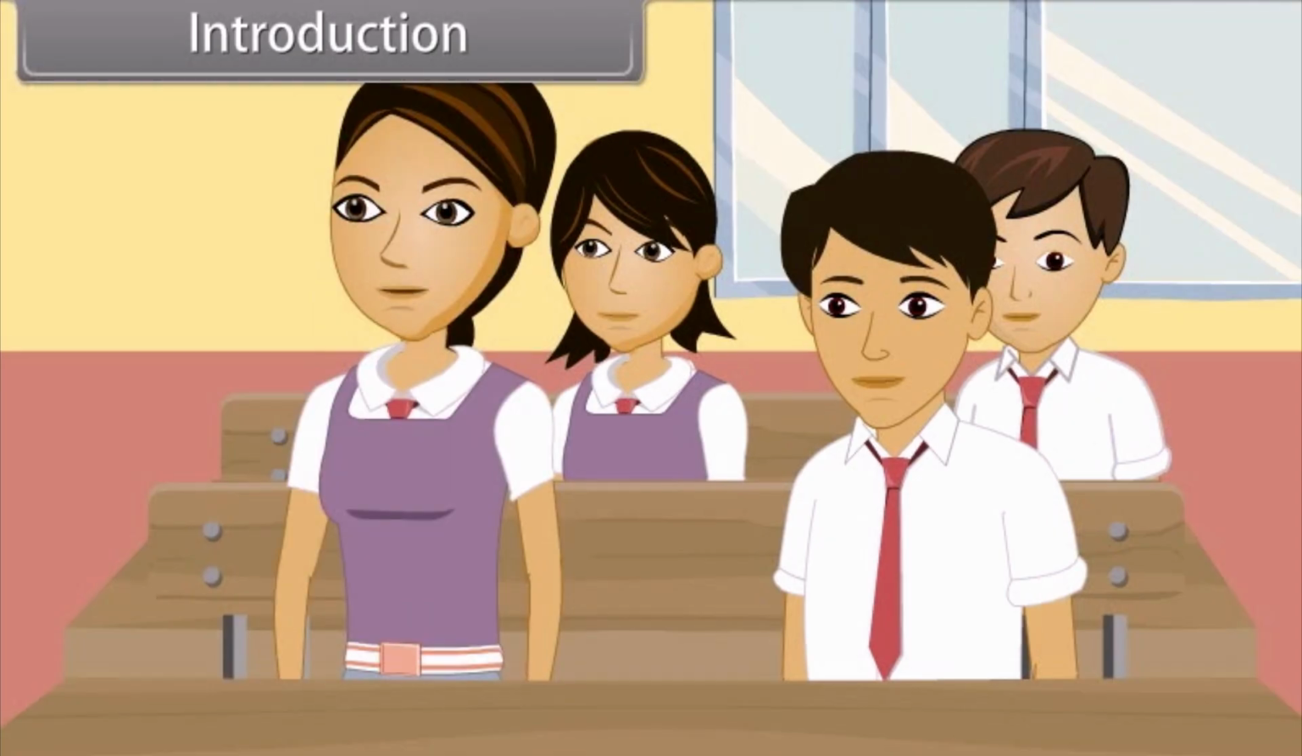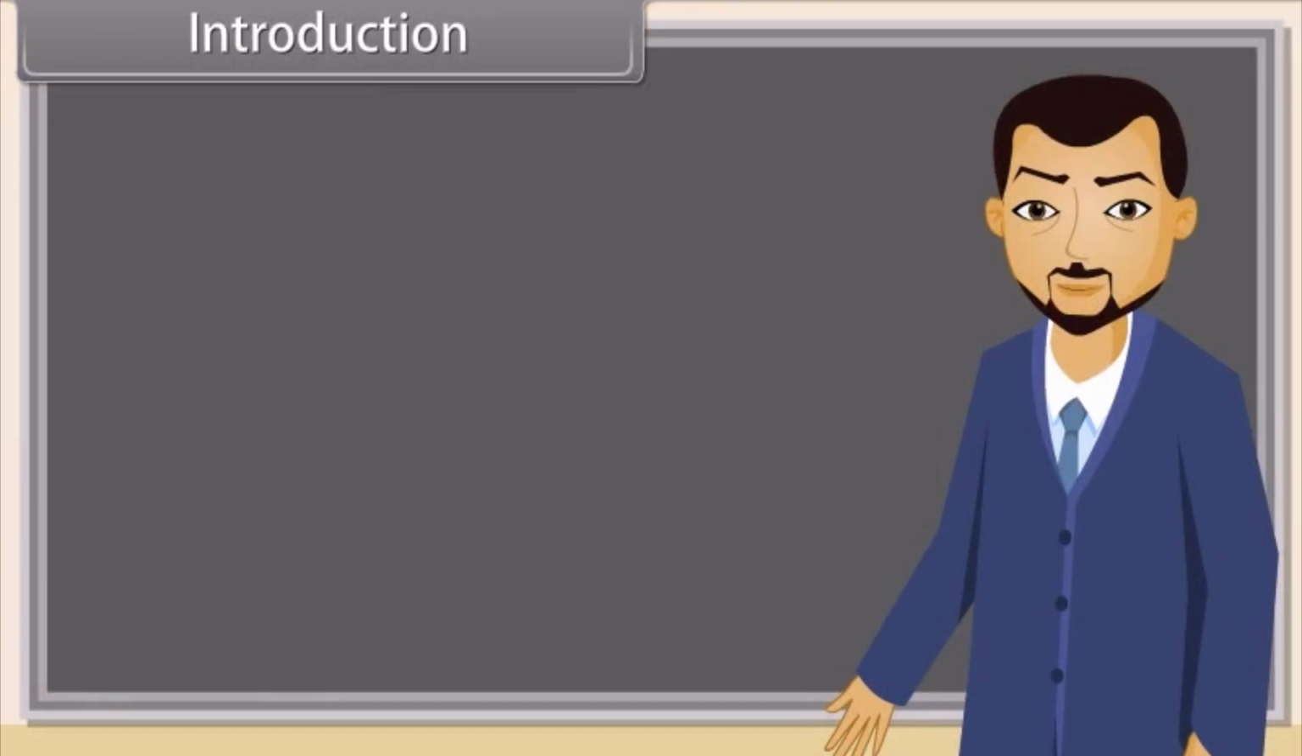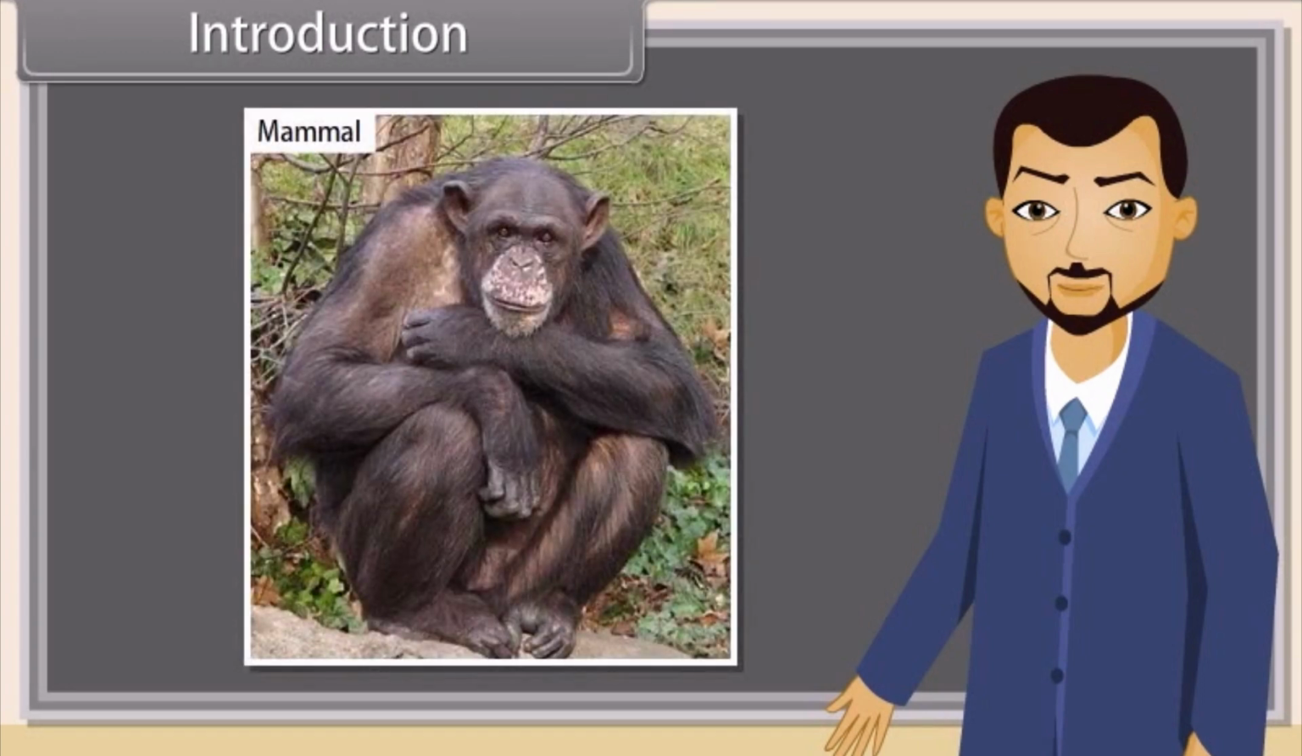Sir, organisms are the living things that are capable of reacting to stimuli, reproduction, growth, and homeostasis. Well said, Ria. And the examples of organisms are mammals, birds, bacteria, fungi, etc.